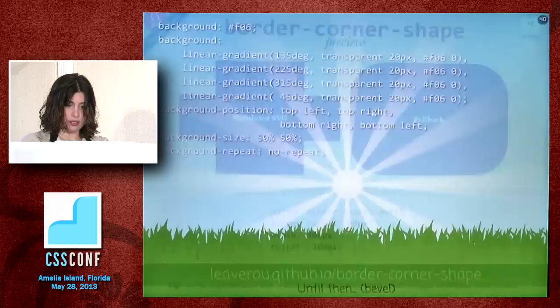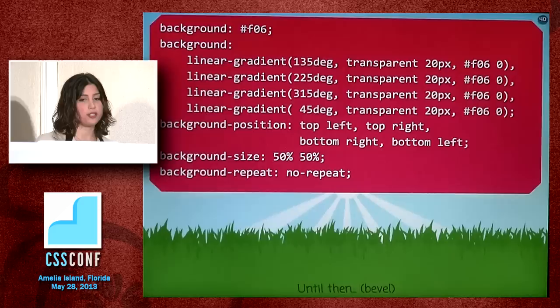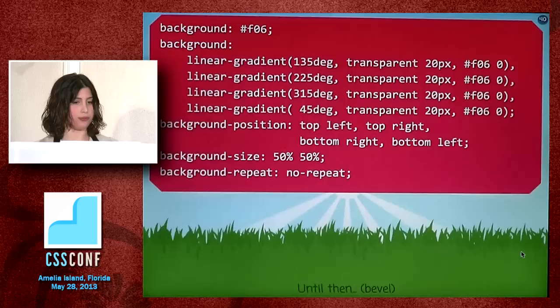So border-corner-shape is really cool, but even if it gets implemented, it will be a while before it does. I estimate it will be at least a year before we get the first implementations, and that's if those who don't want it in the spec don't win. So what can we do until then? Are we stuck using background images for those effects? There is another way. We can use gradients, and that way we can tweak them from the CSS.